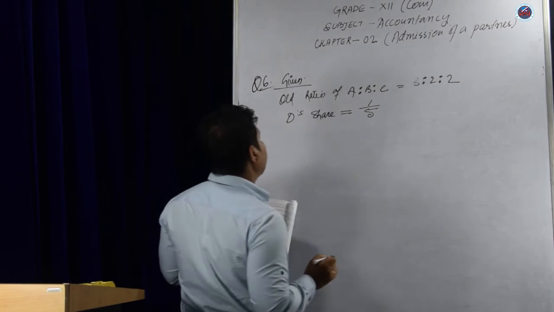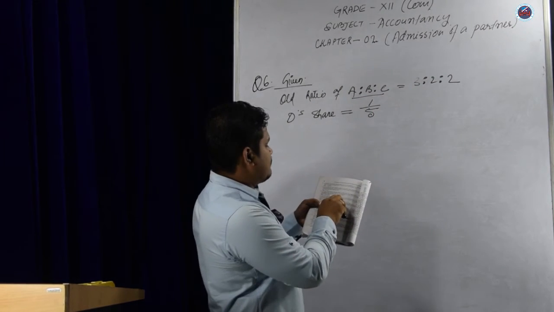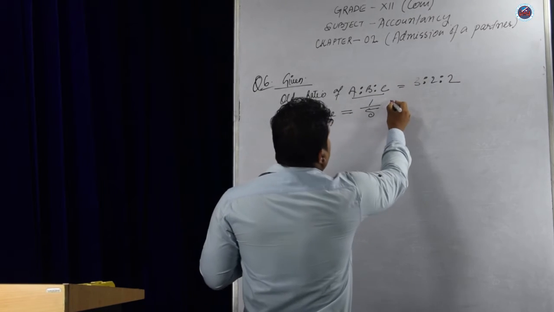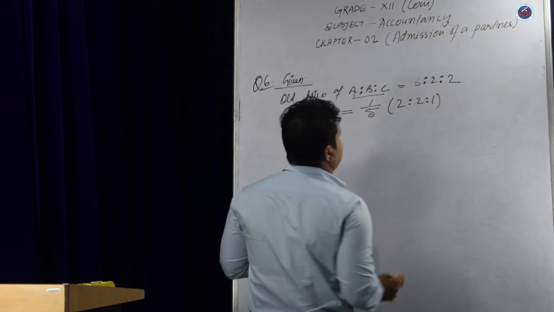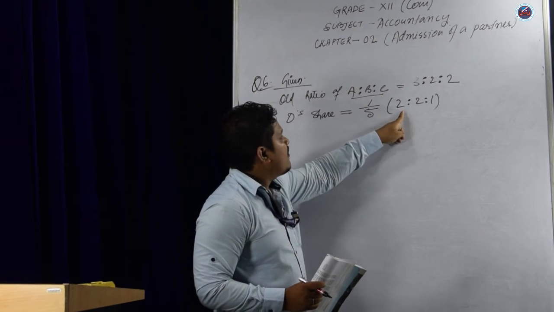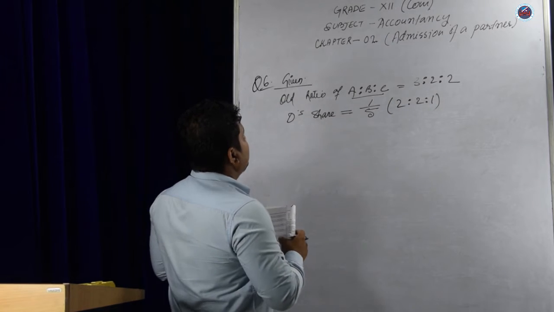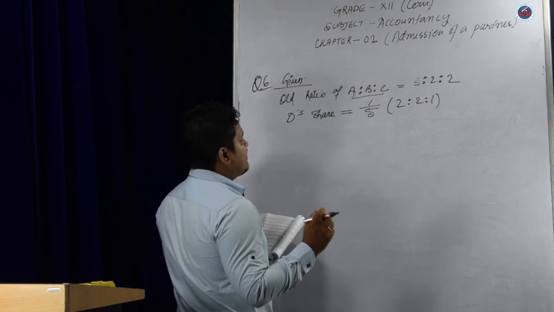Who will give 1/5 to D? These three partners given in the question will give it. We will take A, B and C in the ratio 2:2:1. Okay? A will give 2/5, B 2/5 and C 1/5. So you have to find out the new profit sharing ratio of A is to B is to C.